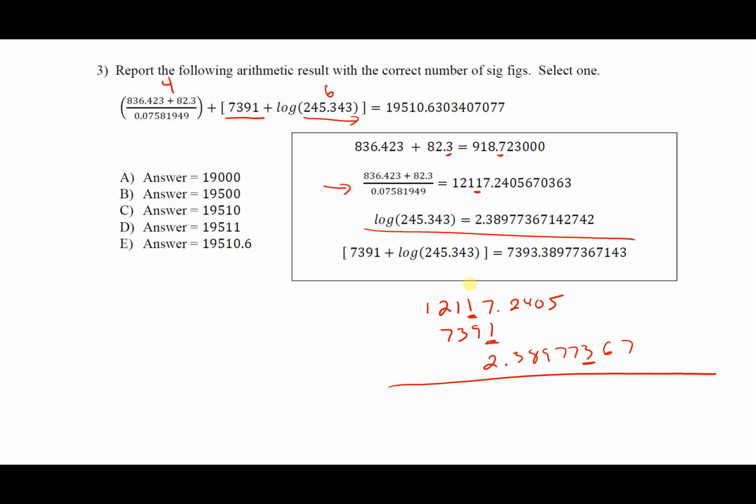When we add all ours together, the largest uncertainty is in the tens place. We can only keep to the tens place. So 19510 is our answer.